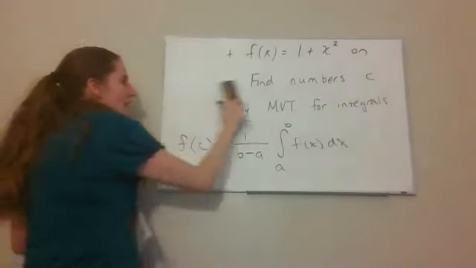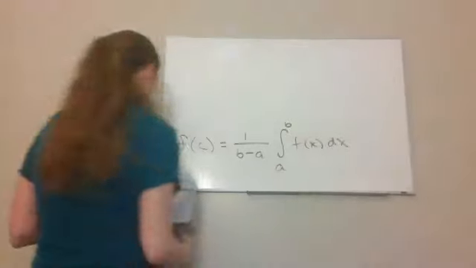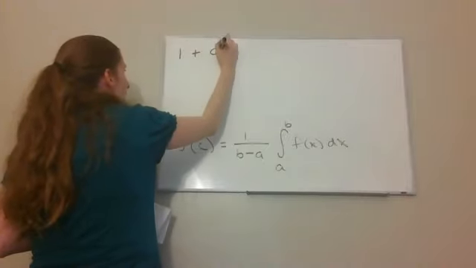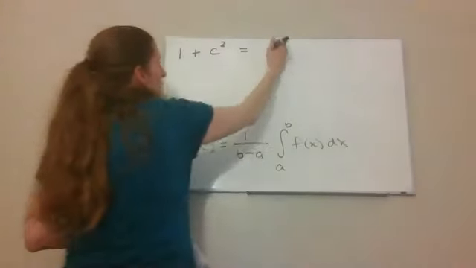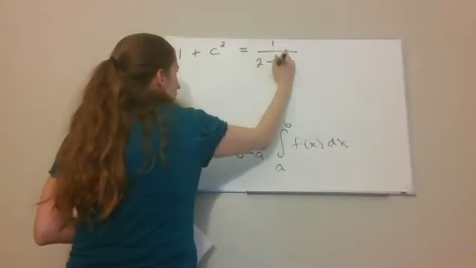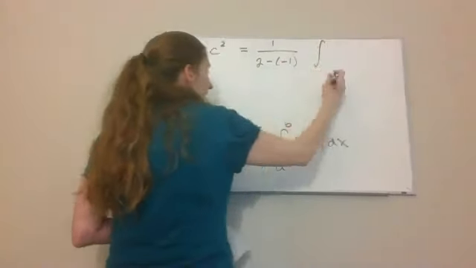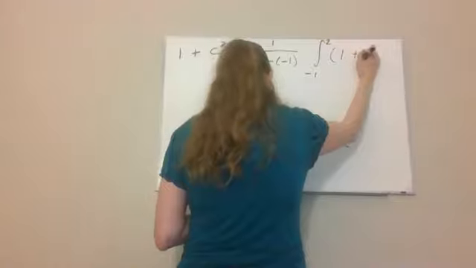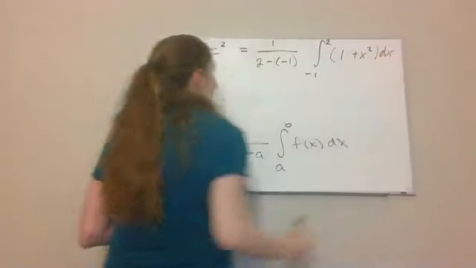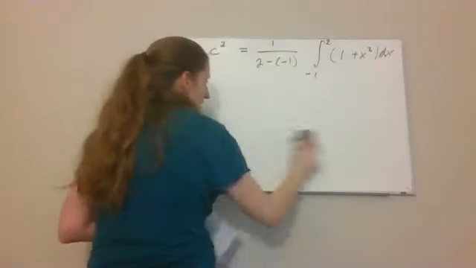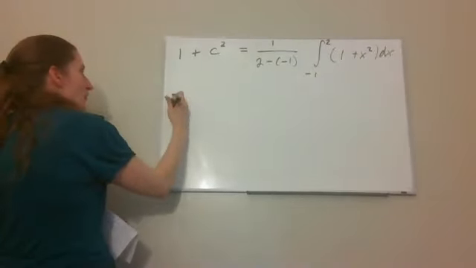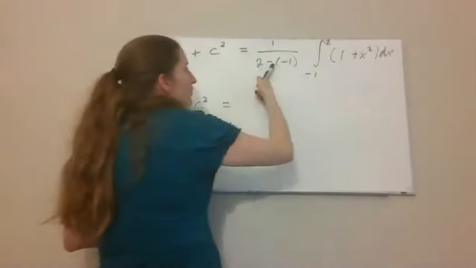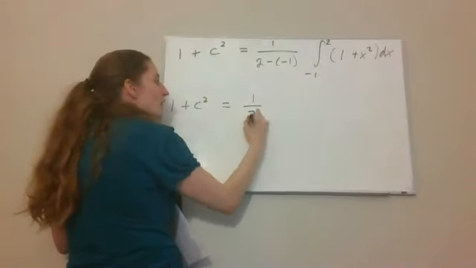So let's just try figuring out what it is we're trying to show. f of c is what I get when I plug a c into my function, so I get 1 plus c squared. 1 over b minus a is 1 over 2 minus -1. And then I have an integral from -1 to 2 of my function, 1 plus x squared dx. So I'm just going to leave this left side alone right now. I have 1 plus c squared equals 1 over 2 minus -1, which is 1/3.